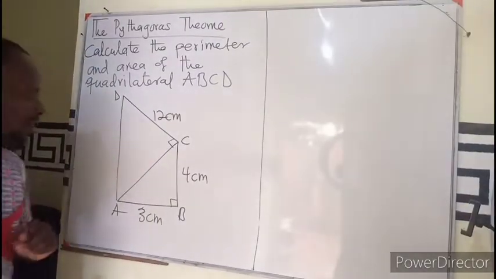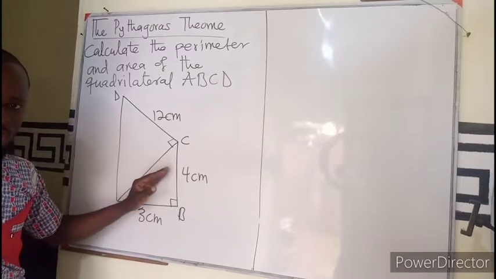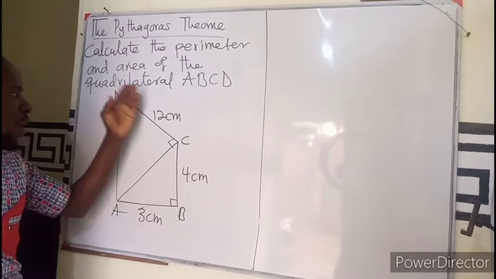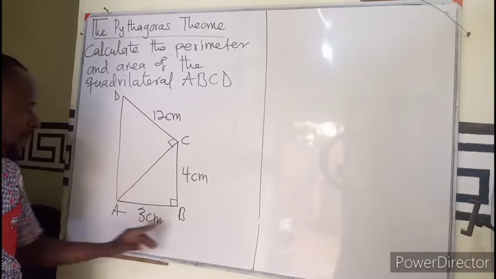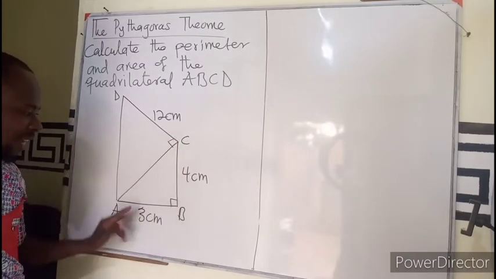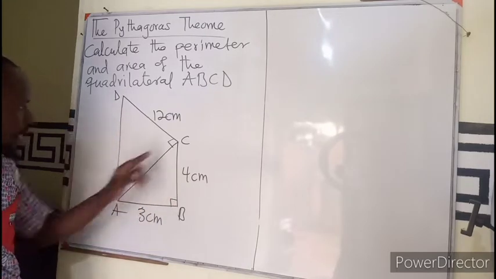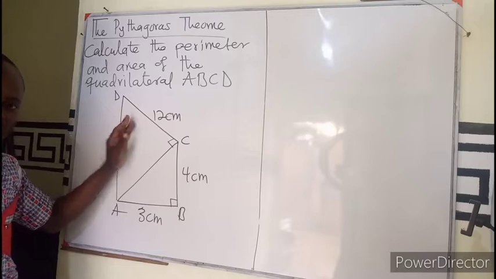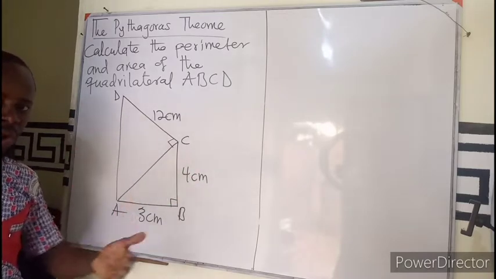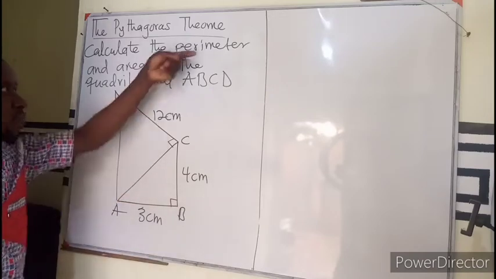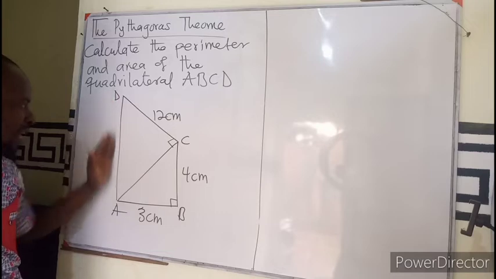So for this, we have two separate right angle triangles that form our quadrilateral, a four-sided figure. Because if I look at this, ABC is a right angle triangle with one of the angles 90. ACD is also a right angle triangle. This angle is 90, so I can employ Pythagoras theorem.